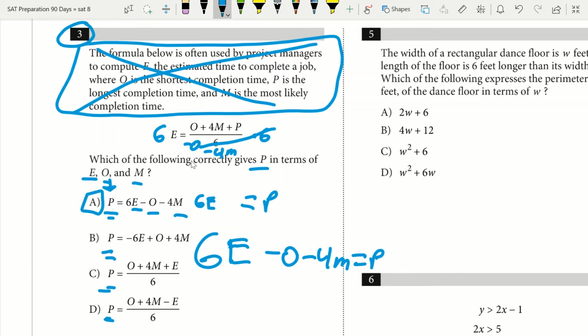That saves you time because instead of reading this whole paragraph, you can quickly identify that I have P equal to something in A through D. Therefore, I know I'm solving for P. I read my quick question at the end, and it says to solve for P. So in that case, I multiply each side by 6, subtract O, and subtract 4M, thus giving me 6E minus O minus 4M. So my answer there will be A.